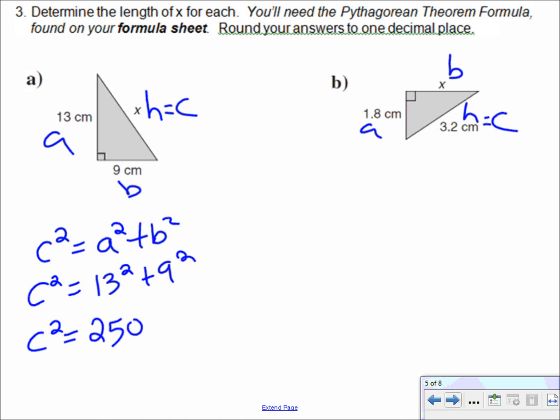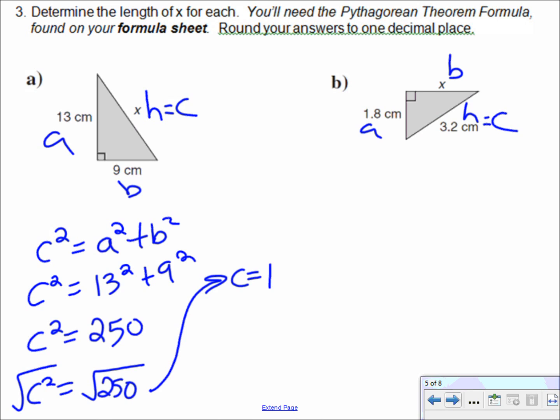But I want to get C by itself. How do I get rid of that exponent of 2? Square root, thank you. So square root of C squared equals square root of 250. C equals the square root of 250 gives me 15.8. It says 1 decimal place. So 15.8 centimeters. Don't drop your units on these questions.